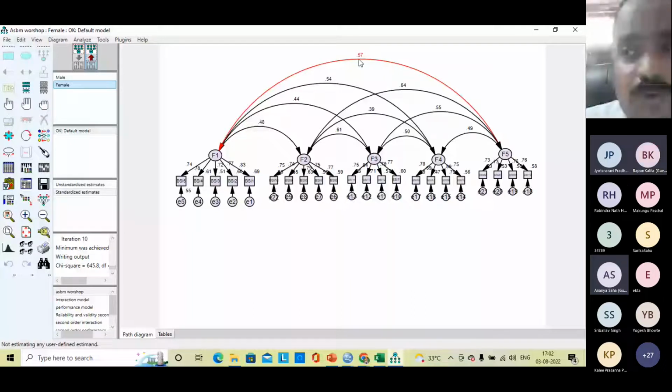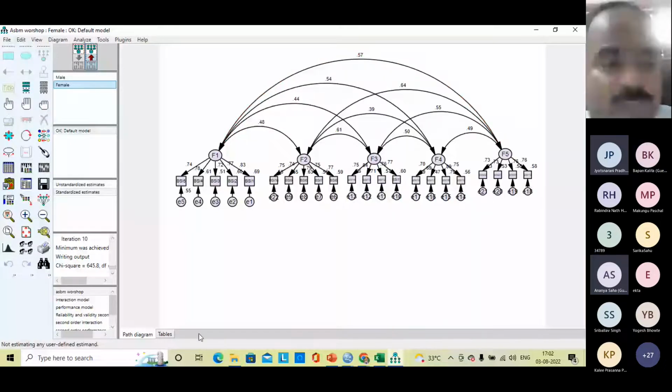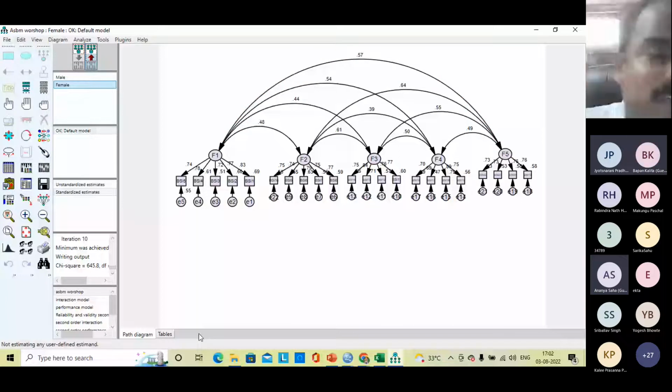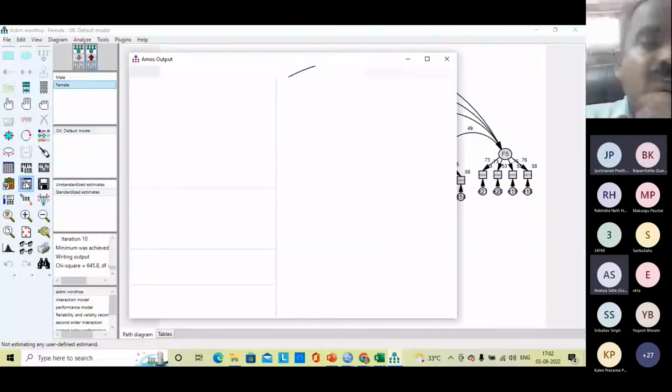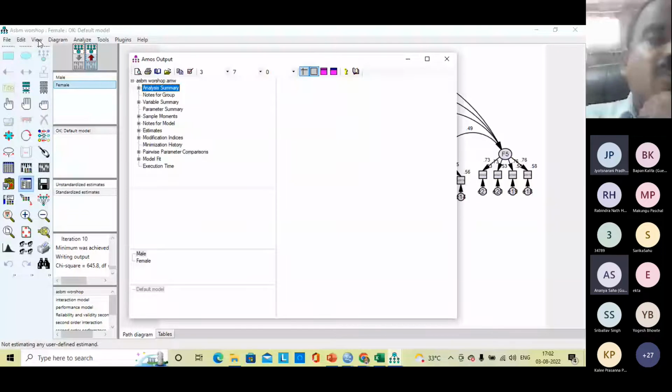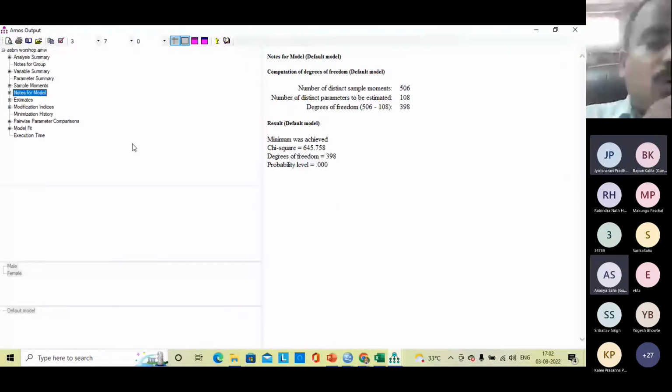So let us go to the model fitting. Click on the text output, view text. There is an icon, view text. Look at my cursor movement. Click there, view text. That is also available in the view menu. I have repeatedly said this. So directly we will go to the model fitting indices.